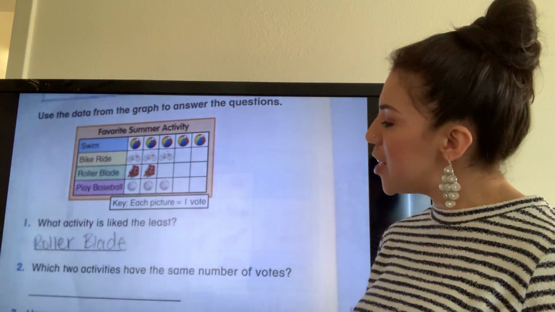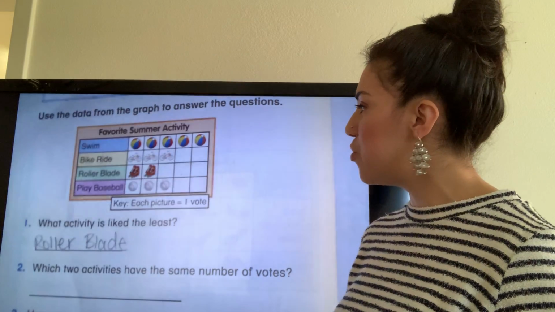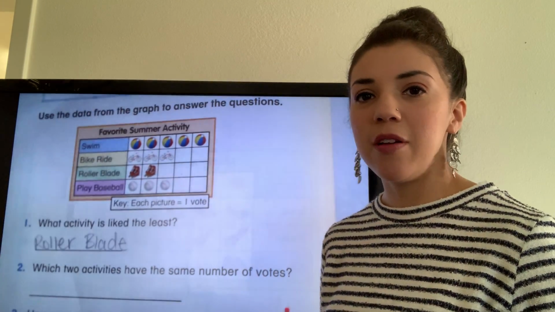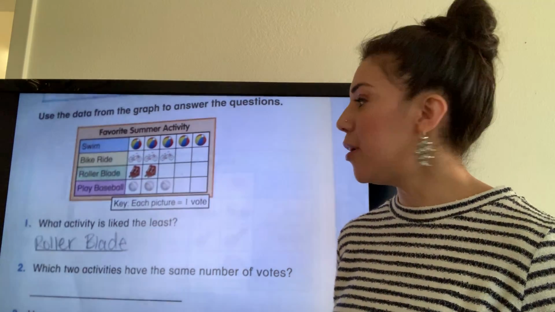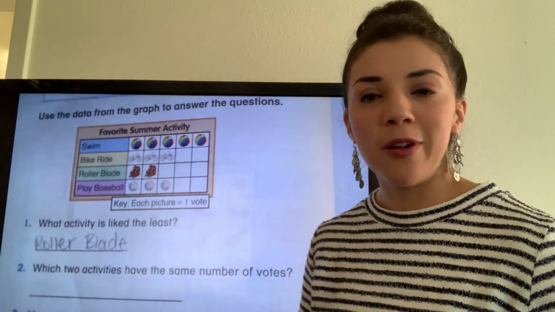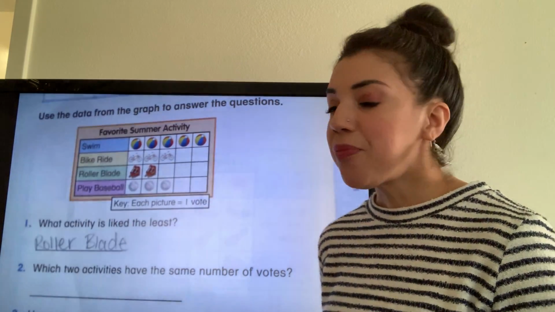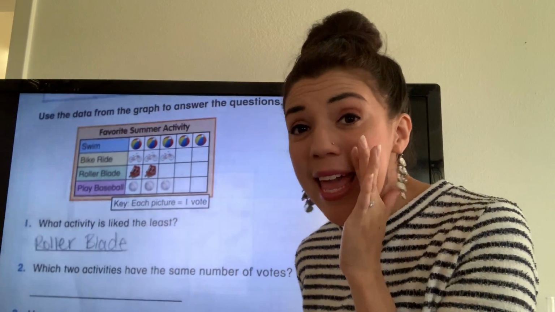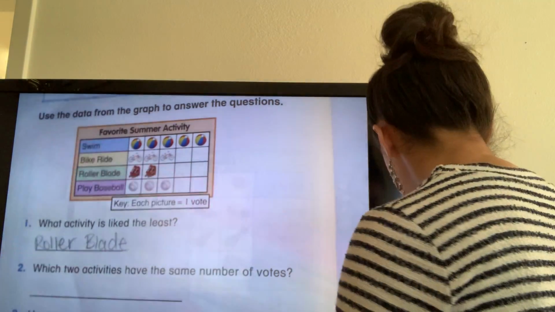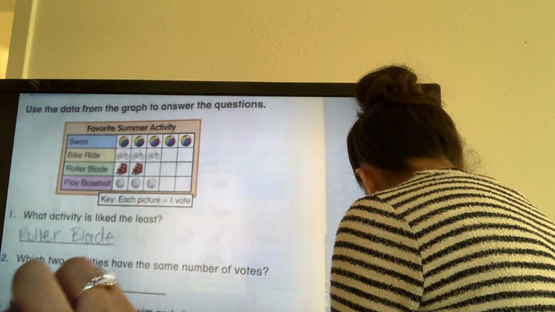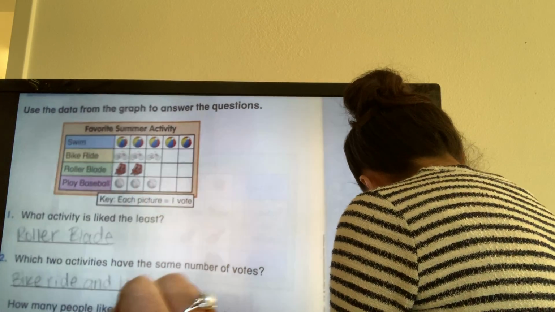Number 2 says, which 2 activities have the same number of votes? The same number of votes. So go ahead and look at your chart and see if you can find which ones have the same number of votes. And go ahead and whisper the 2 to your imaginary partner that you're sitting next to. Bike ride and play baseball. You're right. Bike ride and play baseball. So we can go ahead and write bike ride and baseball.